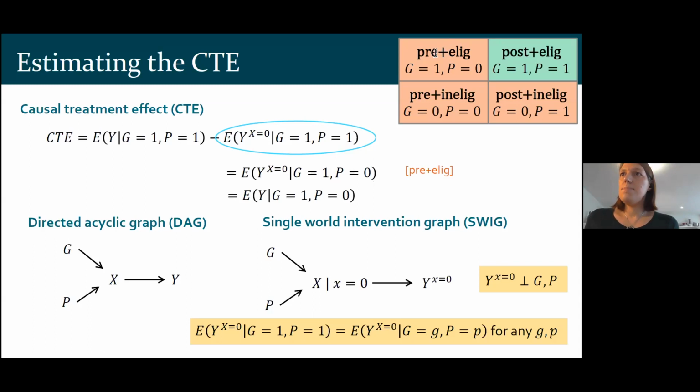So that's the top left group in our 2 by 2 table. In that group, no one was in fact receiving the treatment, and so we can write that expectation of the counterfactual outcome in that group as equivalent to the expectation of the observed outcome, which we can estimate directly from our data. Similarly, we could write G equals 0 and P equals 1, and again, that's our bottom right-hand group in our 2 by 2 table. None of those people received the treatment, and so we can again write this expectation of the counterfactual outcome as the expectation of the observed outcome.